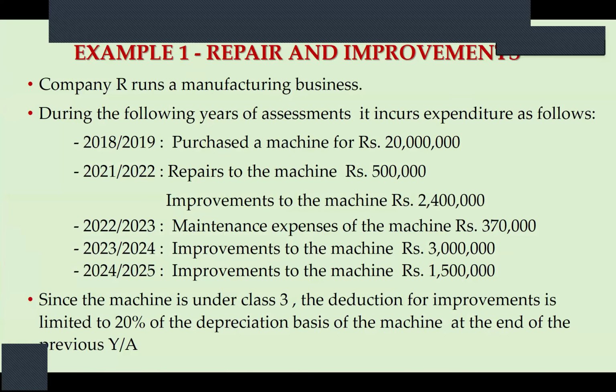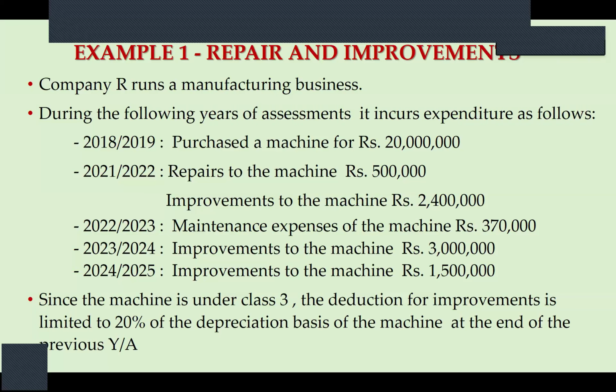So the company purchased an asset during the year of assessment 18-19. Then in 21-22, they incurred expenditure for repair to the machine, then improvement to the machine, 2.4. That means two expenses were there, two categories: repair expenses and improvement expenses. Then 22-23, maintenance expenses of the machine. 23-24, improvements to the machine. 24-25, improvements to the machine.